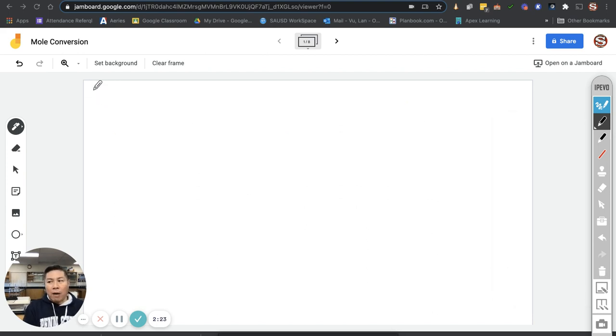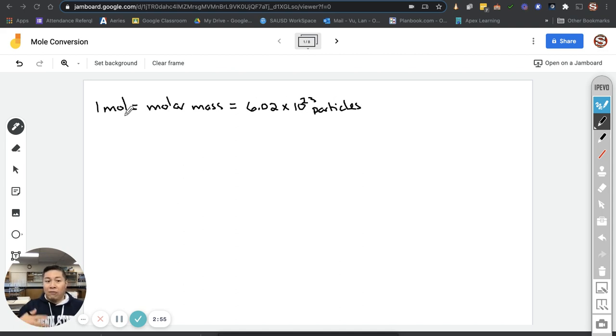Now, we know from yesterday or the last lesson that one mole of any substance is equal to the molar mass of a substance, correct? One mole of any substance is equal to its molar mass. Now, remember, the molar mass is different, so you have to calculate for every single compound. Now, we also know that one mole is also equal to 6.02 times 10 to the 23rd particles, right? Because, remember, that's Avogadro's number. So one mole is always equal to this many particles, just like a dozen is always equal to 12.